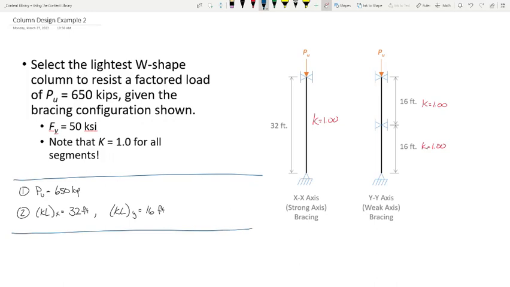Okay. Some basic stuff. Everybody brought your steel manuals today? You're going to be using them? Okay. So let's see how comfortable we are with this.